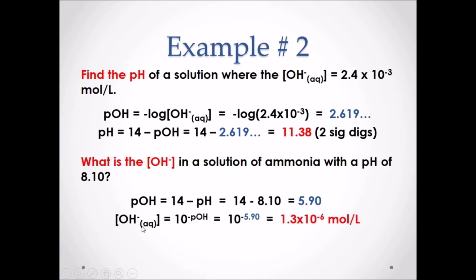The concentration of OH minus is equal to 10 to the exponent negative pOH, which is equal to 10 to the negative 5.90. The concentration of OH minus is 1.3 times 10 to the negative 6th moles per liter. Two significant digits in our answer because in the question we are starting with two significant digits, the 1 and the 0, which are to the right of the decimal.